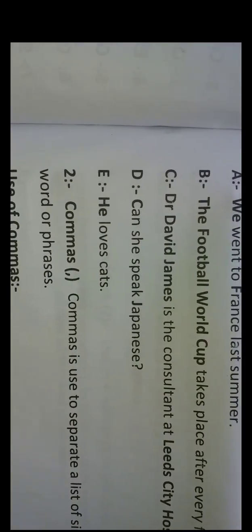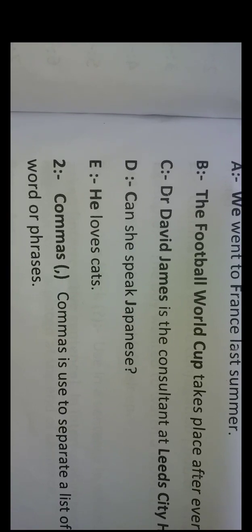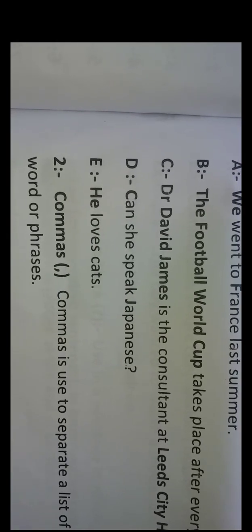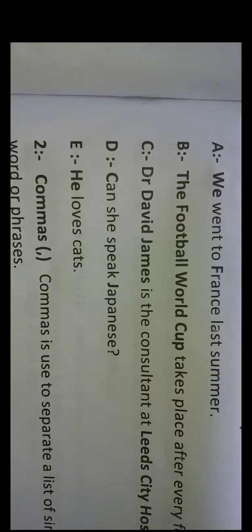Can she speak Japanese? Now in the fourth example, you can see Japanese is a language. As we said firstly, we use a capital letter for nationalities and languages. So in this example, the J of Japanese is capital, and in this sentence we are asking a question, so we put a question mark.